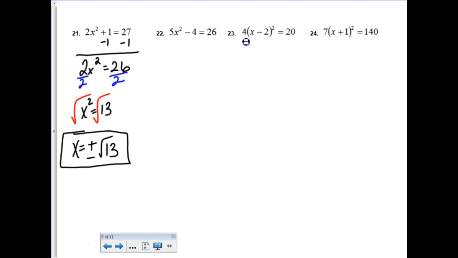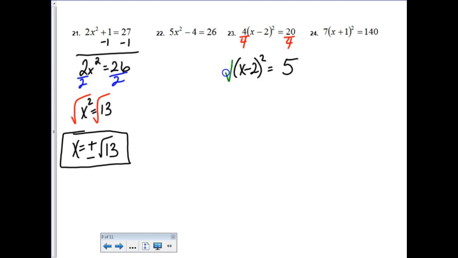We're going to need to isolate. Now the worst thing you can tell me is to distribute the 4, because you can't. Not the way it looks right now. Instead, let's divide by 4. Now it's out of there, and you have the quantity x minus 2 squared equals 5.